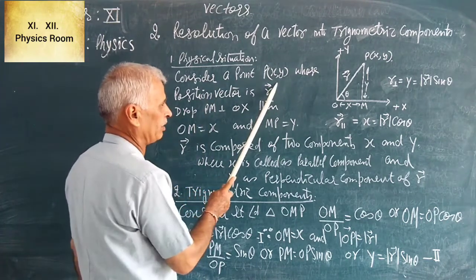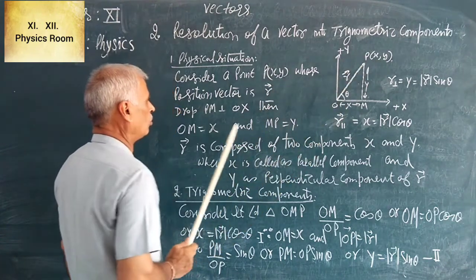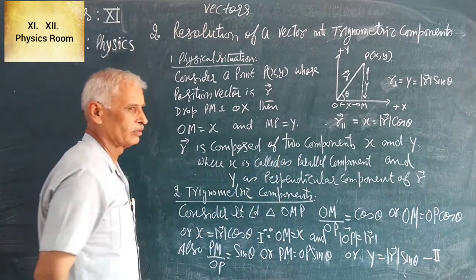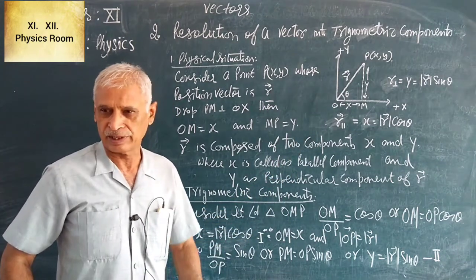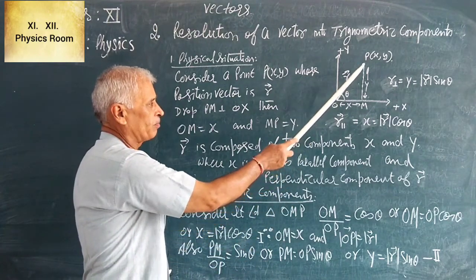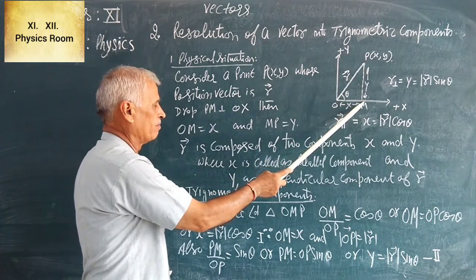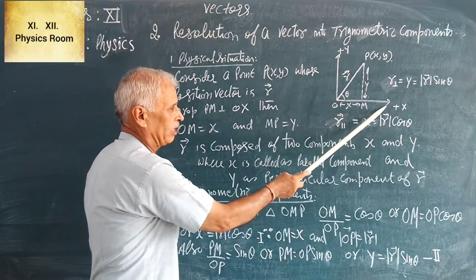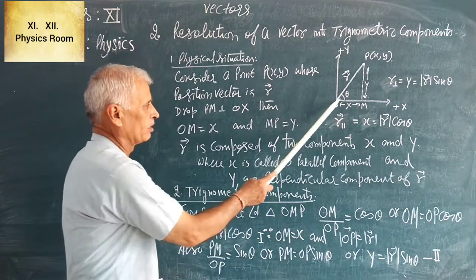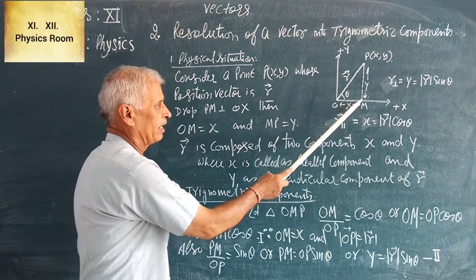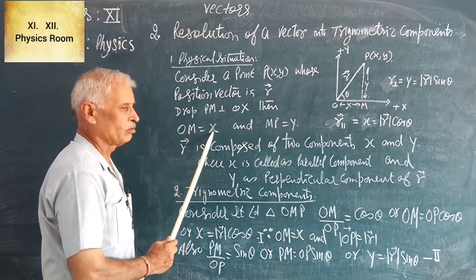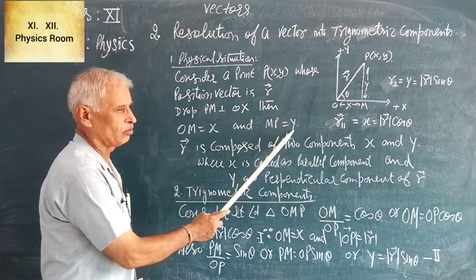Consider a point P(x, y) in the xy plane whose position vector is r. Drop a perpendicular PM over Ox. Then OM is equal to x and MP is equal to y.